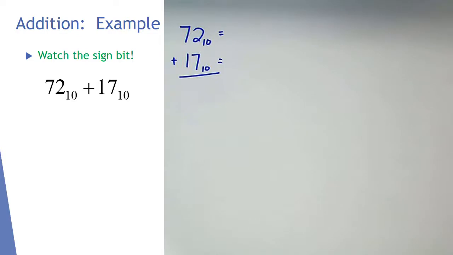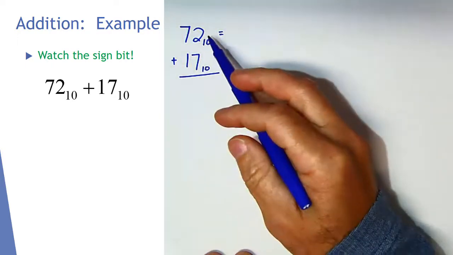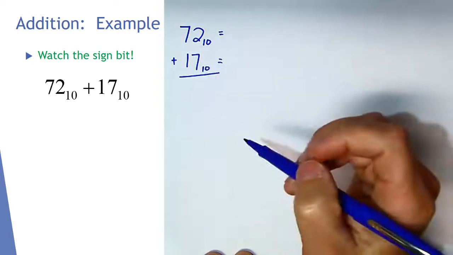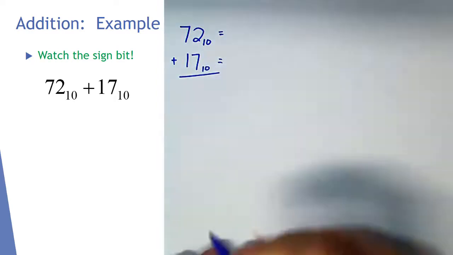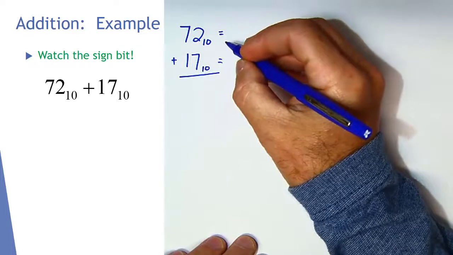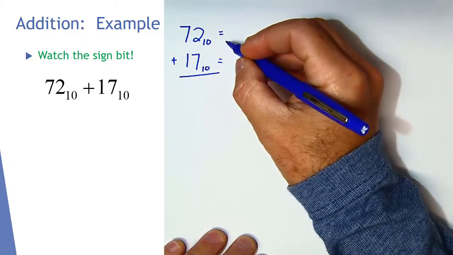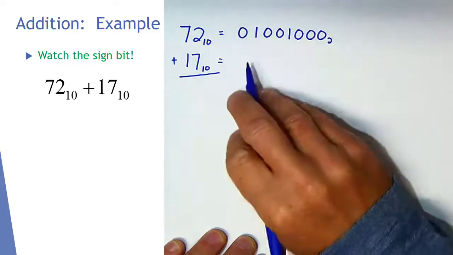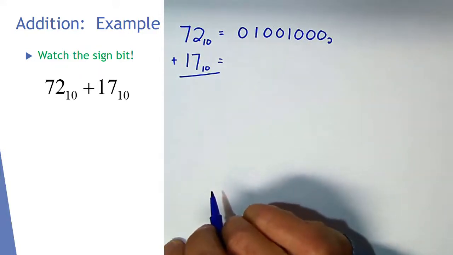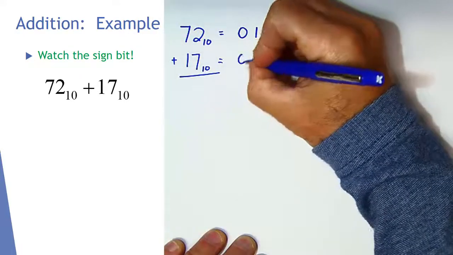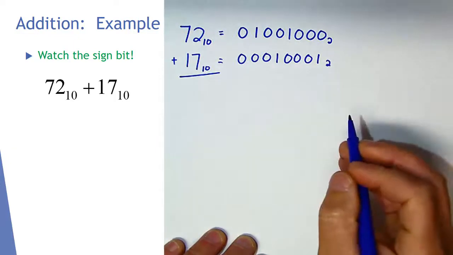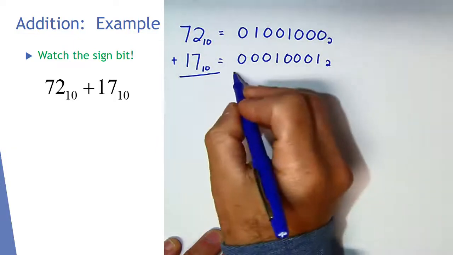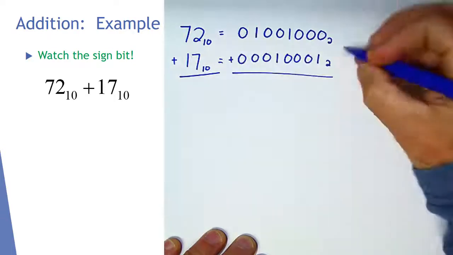Now that we have all the information about how numbers are stored, whether they're positive or negative, we can actually do some binary arithmetic here. So let's do a simple example. Let's take 72 base 10 and add 17 base 10 to that. I'm going to save some time and tell you what these binary representations are. 72 base 10 is 01001000, and 17 base 10 is 00010001. So if we want to add those together, we can go ahead and do that pretty easily.